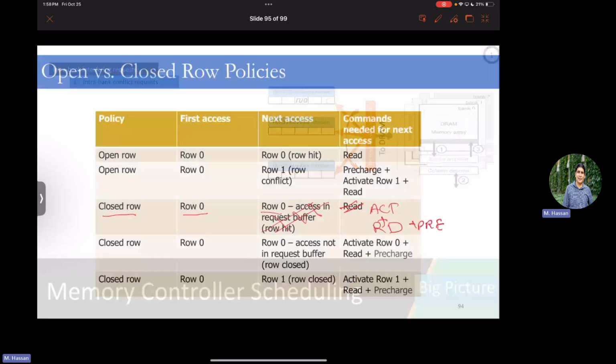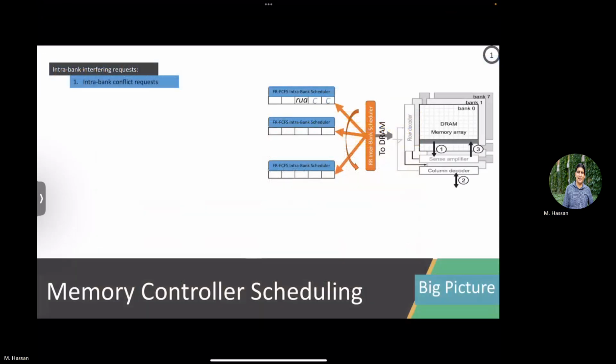Okay, so if we understand the policy stuff, we're going to discuss the scheduling in that technique. So basically, a memory controller has multiple levels of ordering or reordering, out of order execution of scheduling to maximize the performance and the bandwidth of the DRAM. So there are 3 levels of arbitration. The first one is what we call intra-bank arbitration.